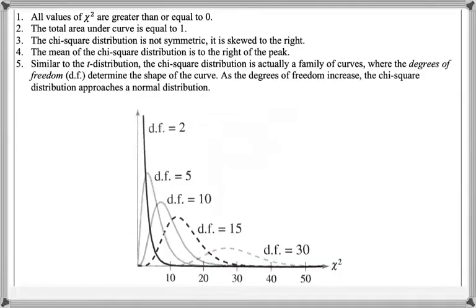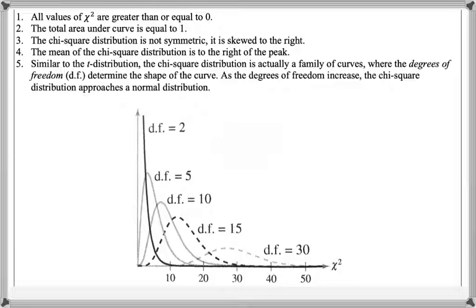The chi-square distribution has the following properties. All of the values of chi-square are greater than or equal to 0. The total area under the curve is equal to 1. The chi-square distribution is not symmetric, and it is skewed to the right. The mean of the chi-square distribution is to the right of the peak.